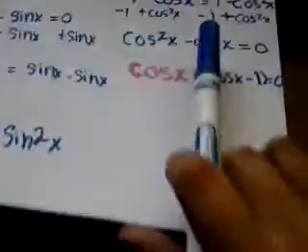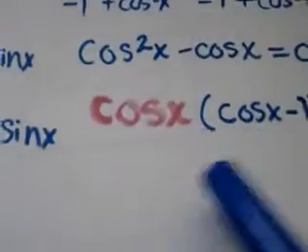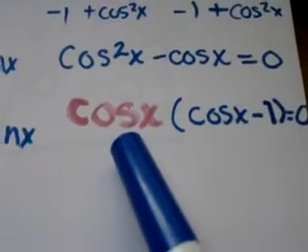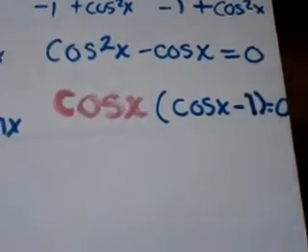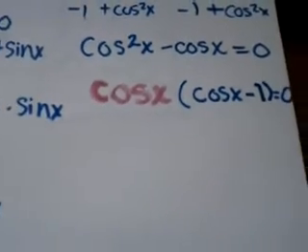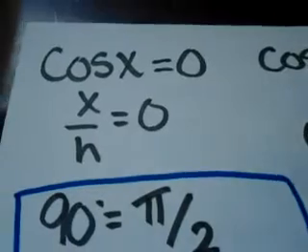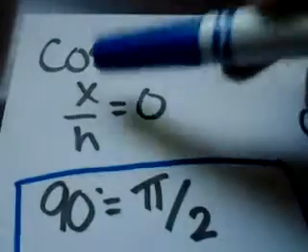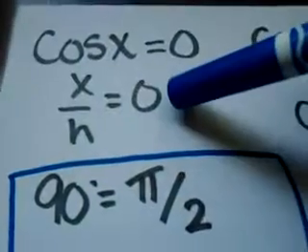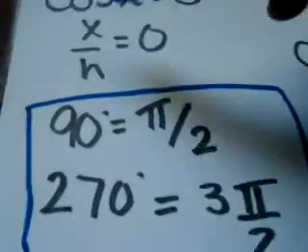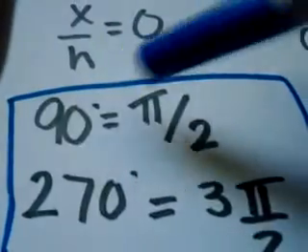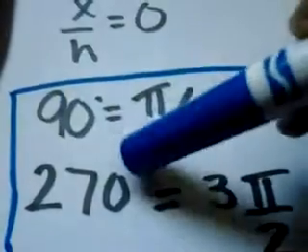And from there we'll be able to pull out a GCF, and we'll pull out a cosine of x, and then from there we'll just set each factor equal to 0. So we know cosine of x equals 0. If you look at your unit circle, it should give you 90 degrees, which is pi over 2, and 270 degrees, which is 3 pi over 2.